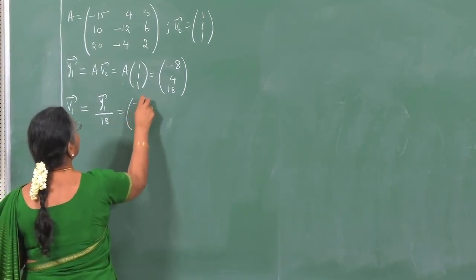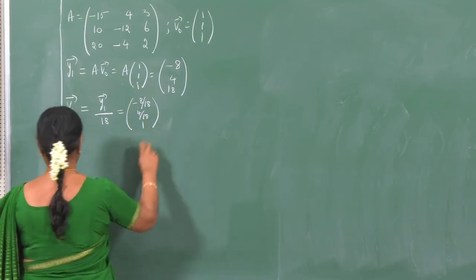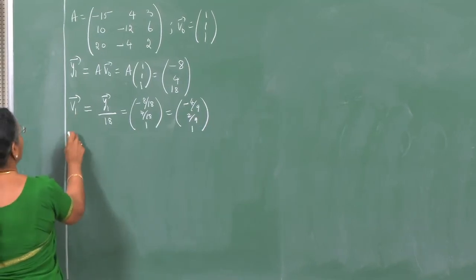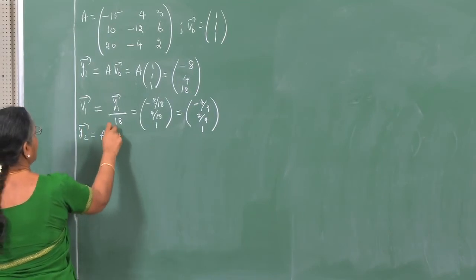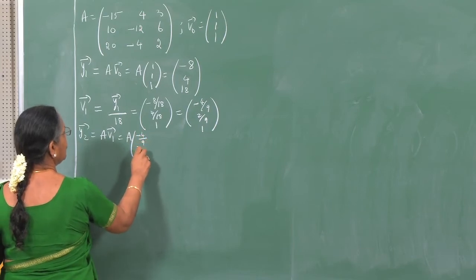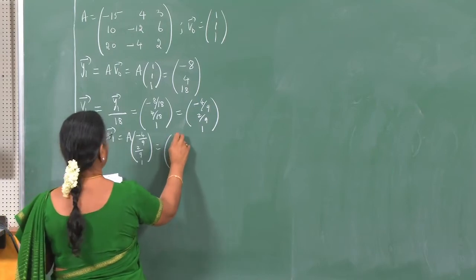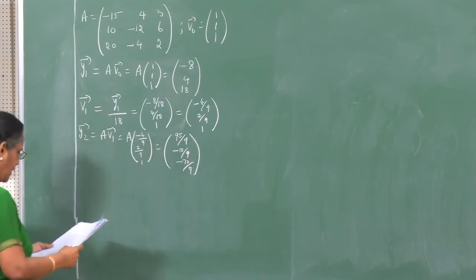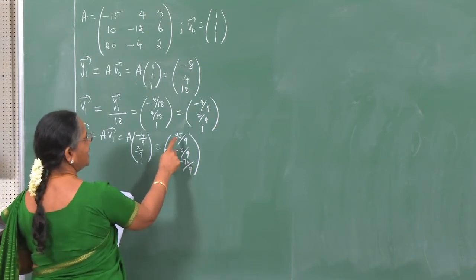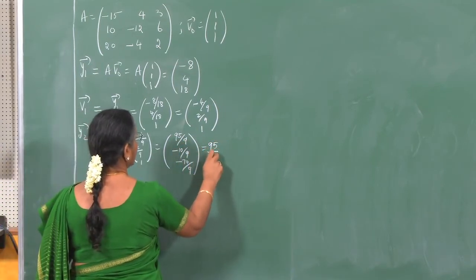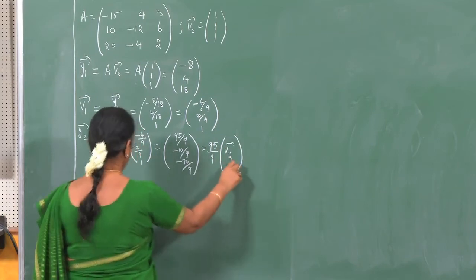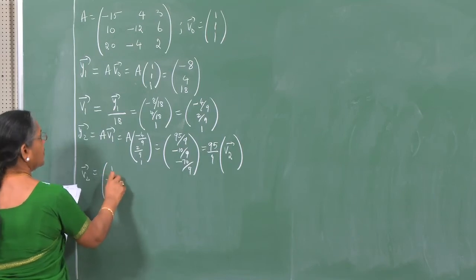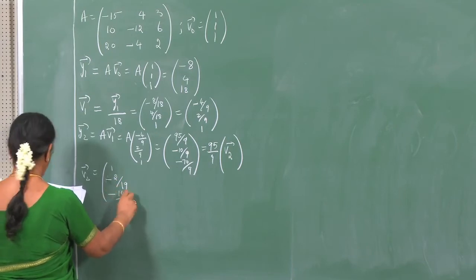So, that will give me -8 by 18, 4 by 18, 1, and that is -4 by 9, 2 by 9, 1. Now that I know the vector V1, I compute Y2, which is A V1. So, A into -4 by 9, 2 by 9, 1, and that turns out to be the vector 95 by 9, -10 by 9, -70 by 9, and I divide by the largest element, namely 95 by 9. So, if I remove that factor, I get a new vector which is V2. So, V2 turns out to be the vector 1, -2 by 19, -14 by 19.